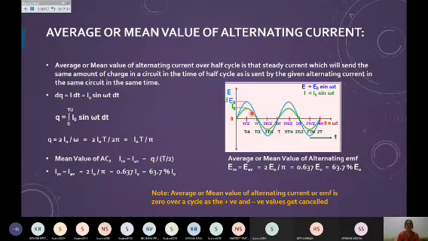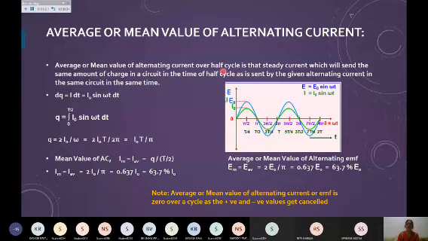That also you people will use in the laboratory for doing the experiment. Now when I have to define the average value, we will be defining it for half of the cycle. It means till the time period T by 2. So you can define this mean value or average value of alternating current.